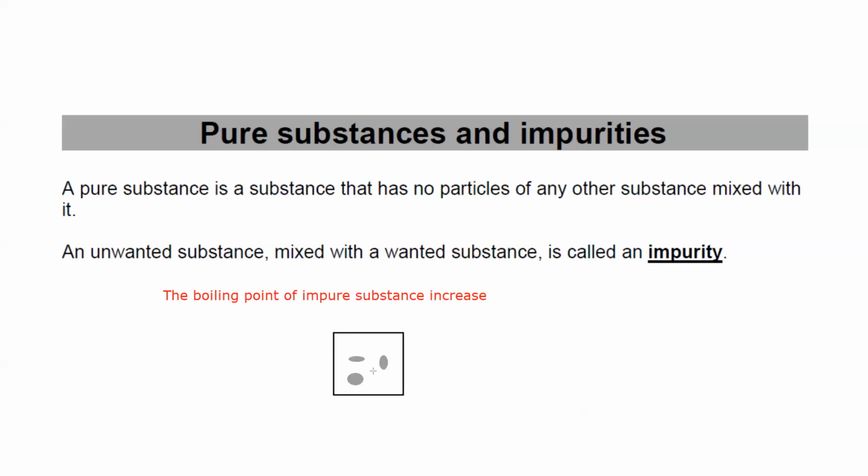For example, this is a pure substance, identical particles are there, the same type of particles. If you have an impure substance, a different particle is there. Now when I supply energy, the first thing I have to break is the bond. Here I have to break more bonds, here I have to break fewer bonds. But second, I want to convert the liquid state into a gaseous state. So when the bonds break, the particles can easily go out.